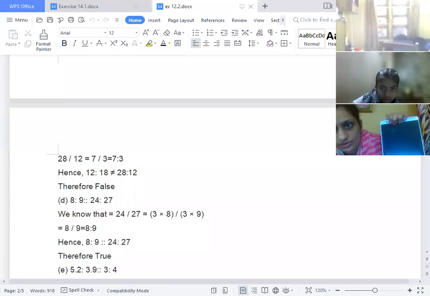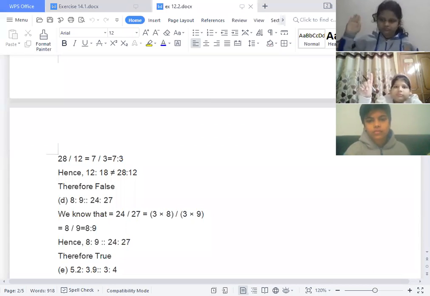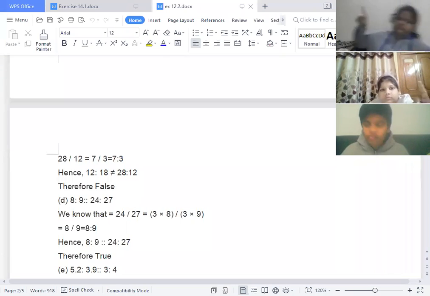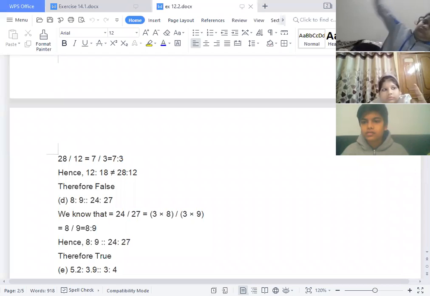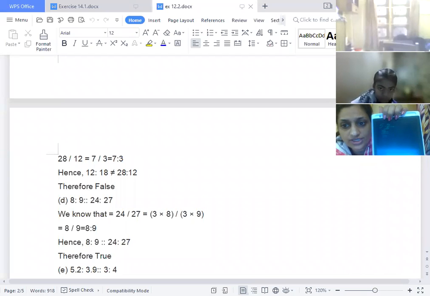5.2. Yes, Tanishq, unmute yourself and tell me. After decimal, how many digits are there? Ma'am, 1 digit is there. 1 digit is there. So it will become 52 upon 10. Yes, ma'am. Okay.